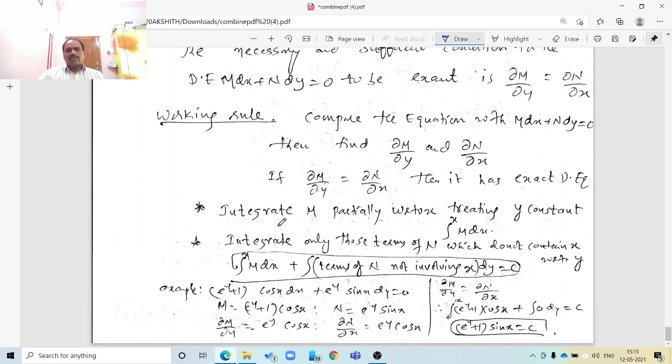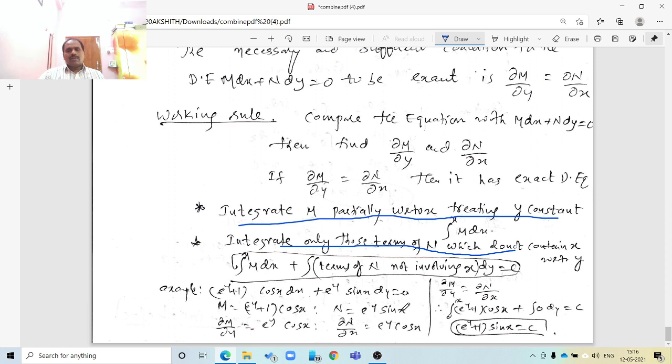Whenever it is an exact differential equation, integrate M partially with respect to x, treating y as constant. Integrate only those terms of N which do not contain x with respect to y. So the answer will be integral M dx plus integral of the terms of N not involving x, dy, is equal to c. You see one example. This is M, this is N. Dou M by dou y, this is dou N by dou x.